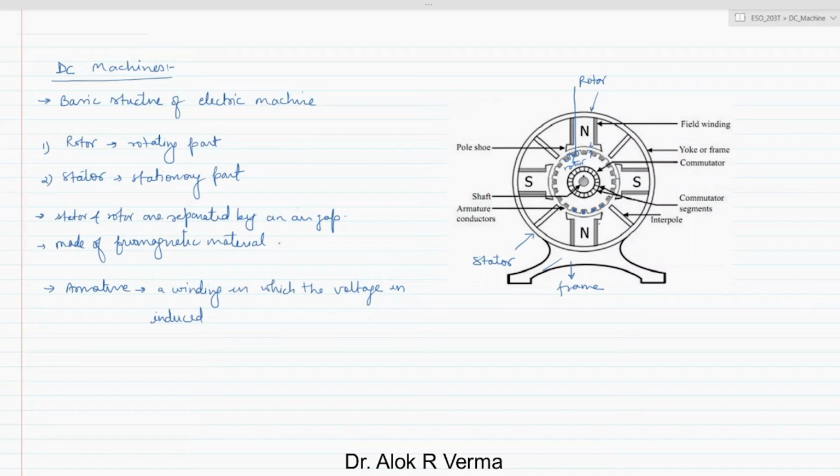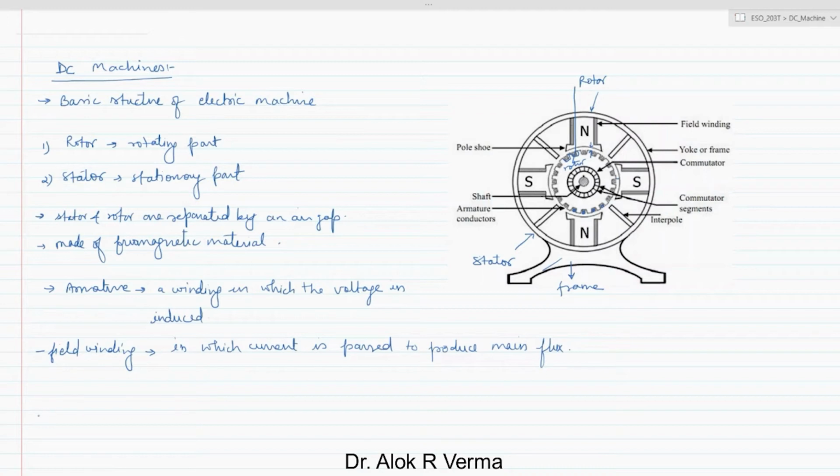Okay, so the winding through which a current is passed to produce the main flux is called the field winding. So we'll have the field winding. These windings are basically those in which current is passed to produce the main flux, and they are known as the field winding.